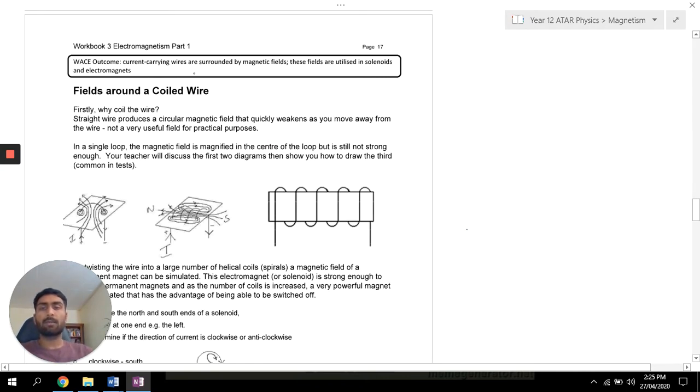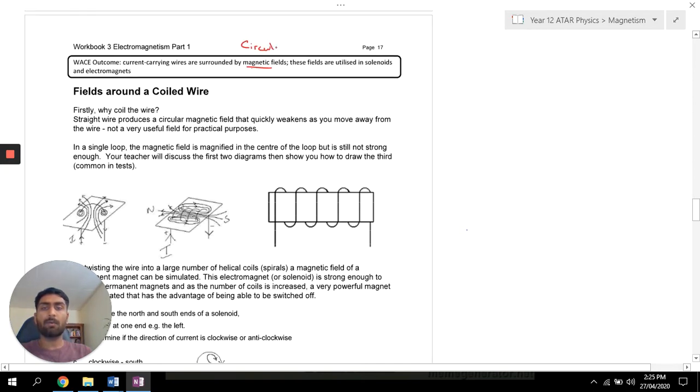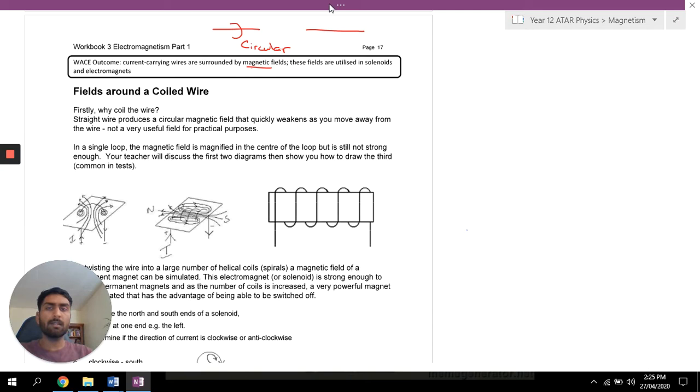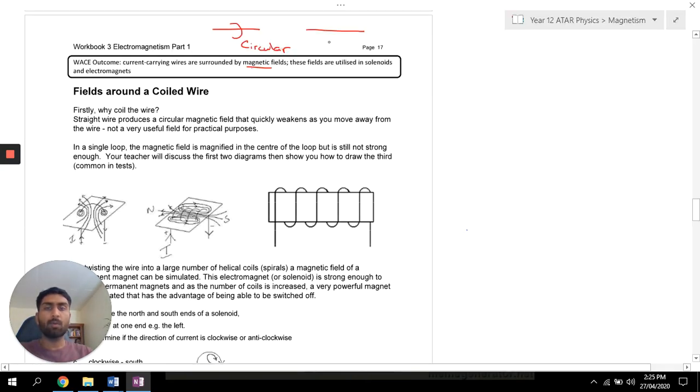Current carrying wires are surrounded by magnetic fields. We know this, and we know that they're circular for a straight current carrying wire. The magnetic field is at 90 degrees, by the way, so I'm drawing it kind of in 3D. If I was looking at it in 2D, the magnetic field would be at 90 degrees to that. So even though it would be circular, it's into and out of the page.